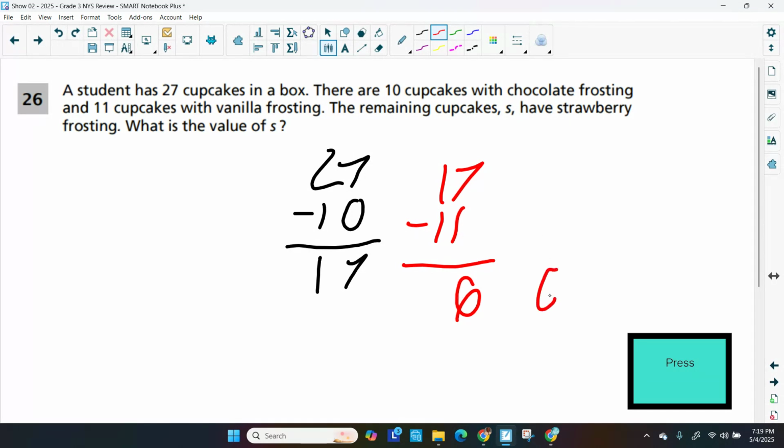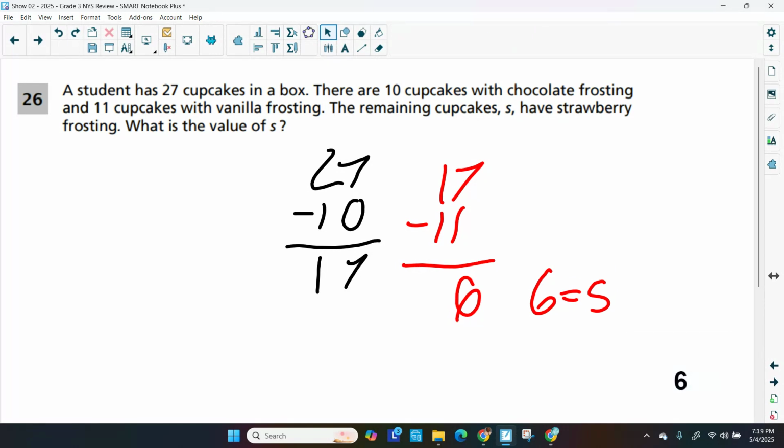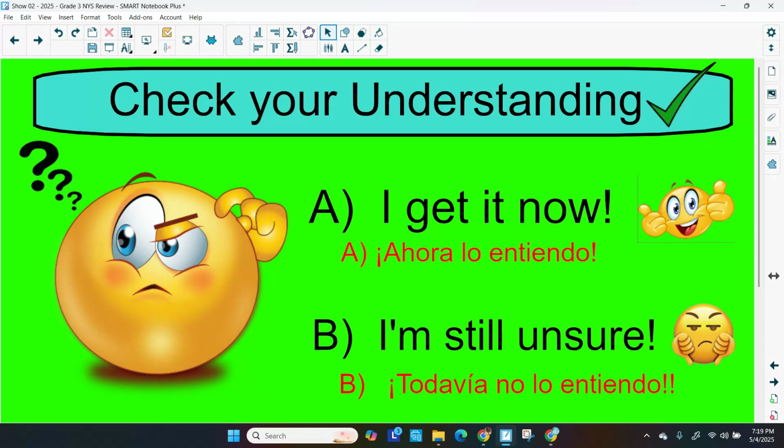So the remaining value of S equals 6. So 6 equals S. Good. So now let's press. 6 is the answer. Let's move on. Okay. Check your understanding. If it's A, I get it now, good job. If it's B, I'm still unsure. Make sure you go and re-watch the video.